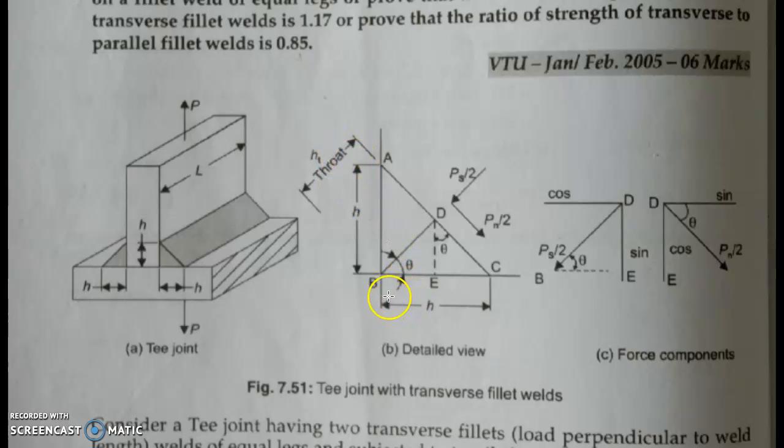We got a throat here, that is BD, and there is dimension ADC. So AD and DC are equal. Another dimension BE and EC, that is in total H, and that will become half. And next we have to identify where the value of theta is. Theta is given. And another thing, the shear load is shown as PS by 2. And what is the normal load? Pn by 2.